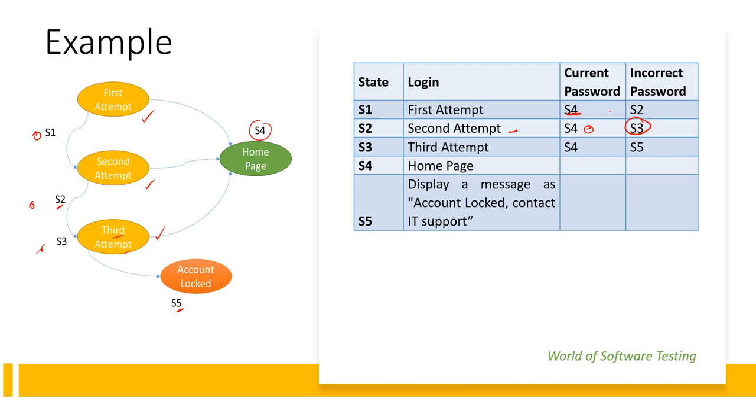Again, for the third attempt, when the user enters the correct password, the user gets logged in and navigated to the home page, and the state changes to S4 again from S3. But if the user enters an incorrect password, then the user is unable to log in and the state changes to S5, that is the account gets locked, and displays a message: account locked, contact IT support. So this example shows the state transition testing technique.